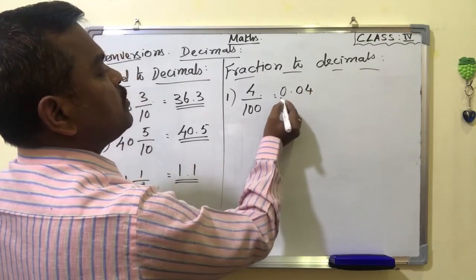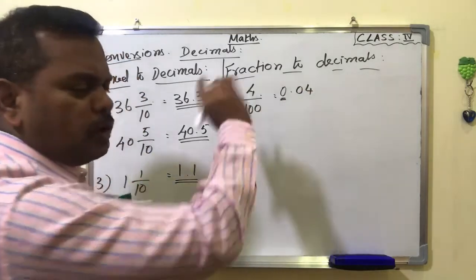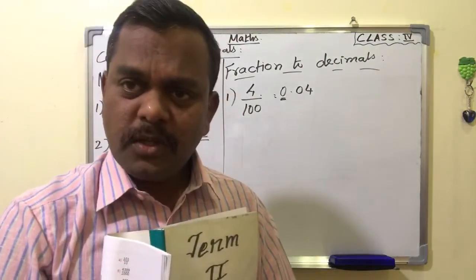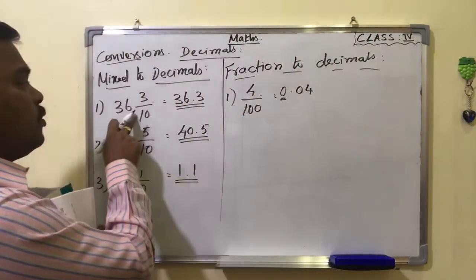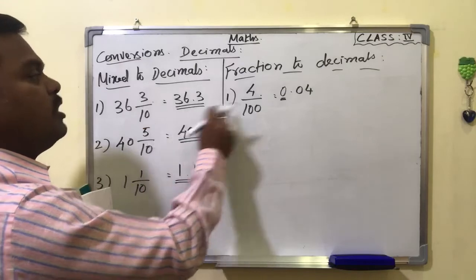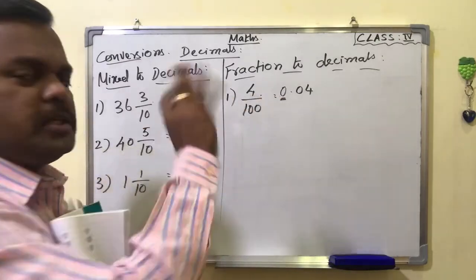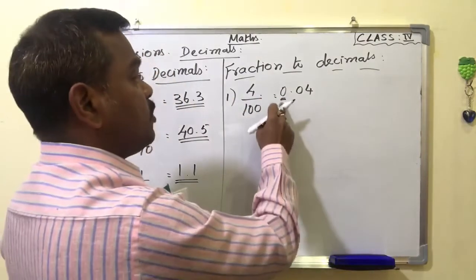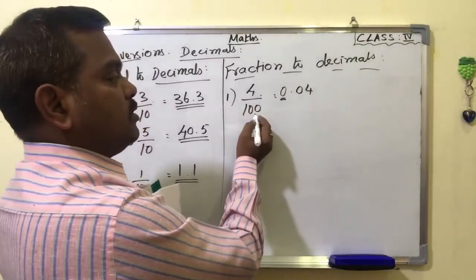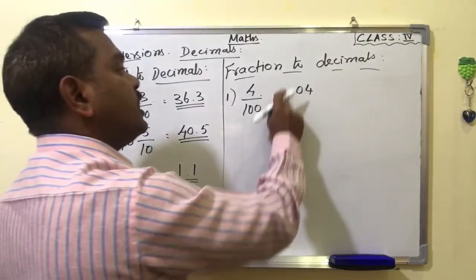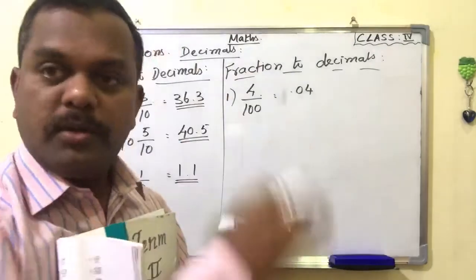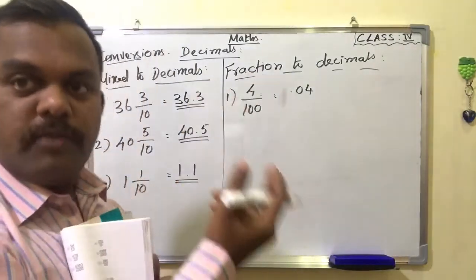0.04. Don't wonder why this 0. Here there is no whole number, so we simply write 0 as the whole number. Don't think this 0 depends upon the other 0. No, not like that. Without writing this 0 also you can write, no problem.